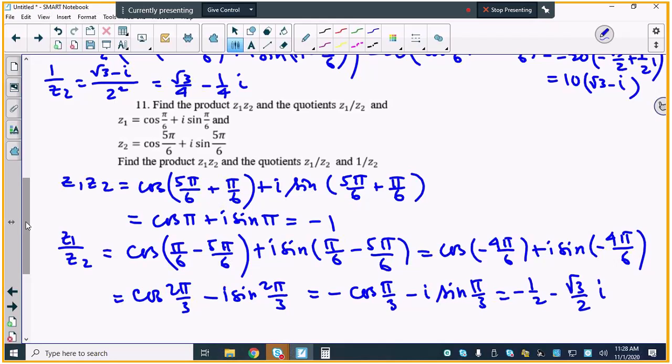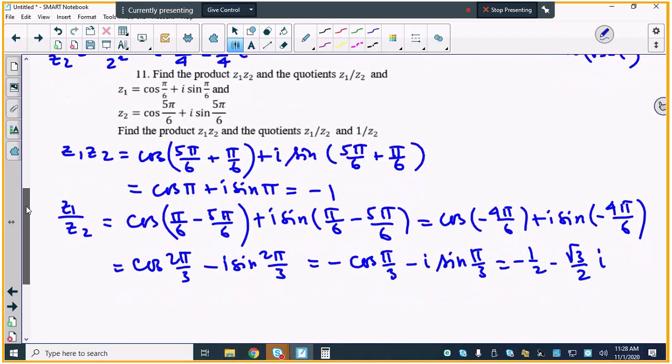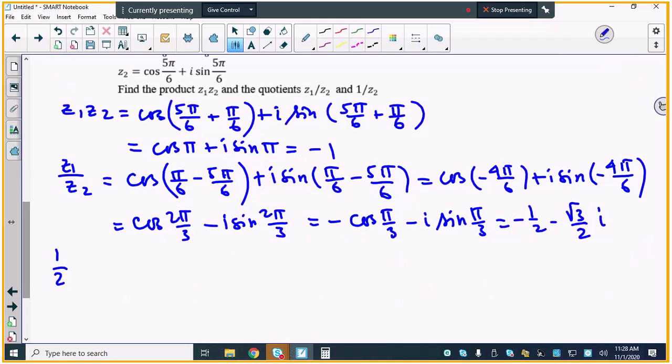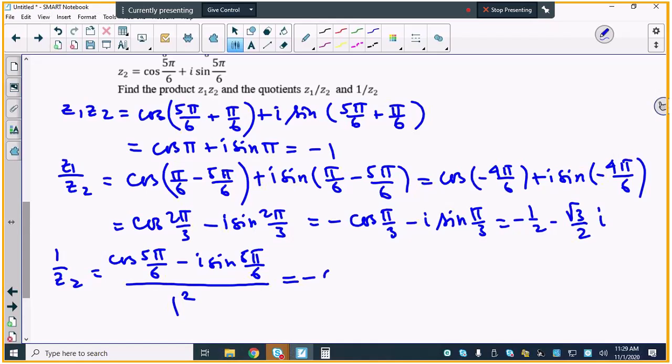1 over z2 is going to be cosine 5 pi over 6 minus i sine 5 pi over 6. Remember, the modulus is 1. So even if I'm dividing by 1 squared, that doesn't change anything. 5 pi over 6 is in the second quadrant. Reference angle is pi over 6. So I get minus cosine pi over 6 minus i sine pi over 6, as sine is positive in the second quadrant. So that's minus square root of 3 over 2 minus 1/2 i. Answers my question.